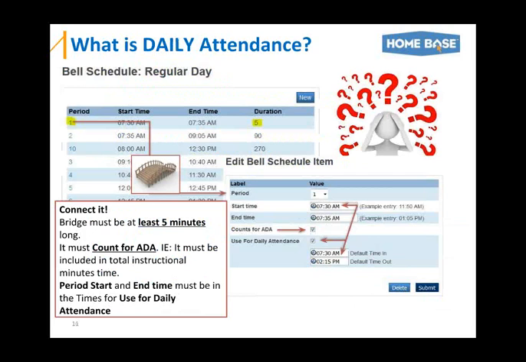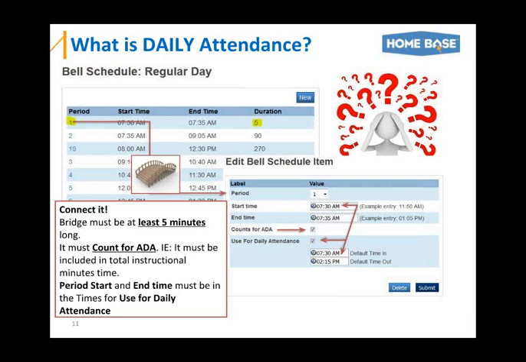So this is what I was talking about, the bridge. What happens is we have one of our periods of our day set to be our attendance taking period. Whether you call it homeroom, whether you call it HR, if you just call it period one, whatever it is that you call it, it has to be at least 5 minutes long, and it has to count for ADA. So it has to be included in our total instructional minute time. So it's part of our instructional minutes for the day.